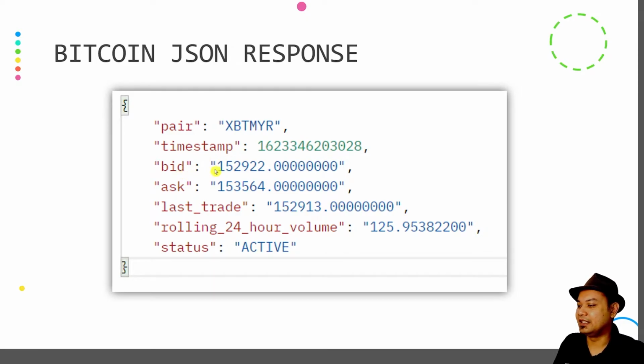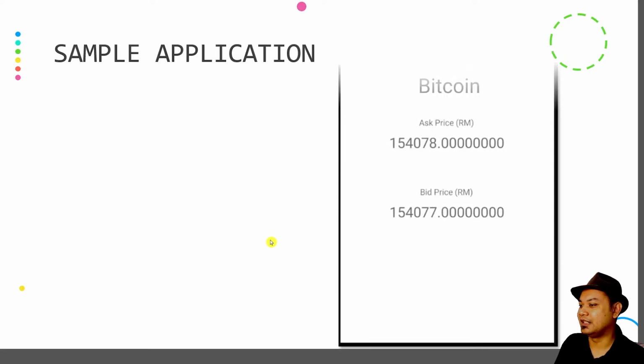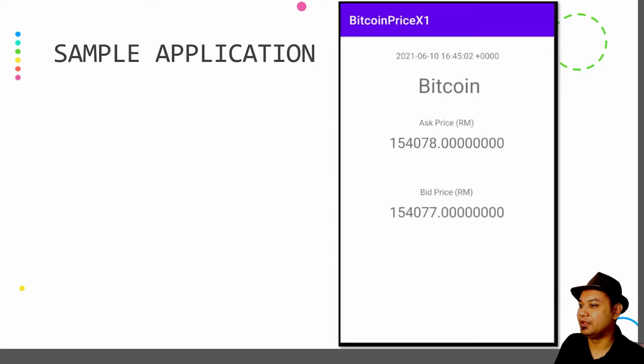And then the bid price, the asking price, the last trade, and also the 24-hour trading volume. And then the status of the quote, which would be active. So this is the sample application that we will build in today's lab activity.